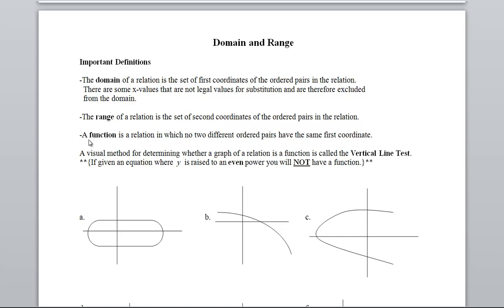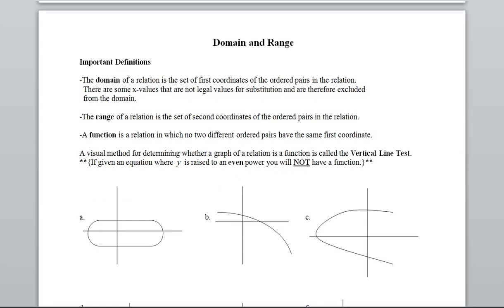A function is a relation in which no two different ordered pairs have the same first coordinate. So I've got two different points. I cannot have the same x value in the two different points. A visual method for determining whether a graph of a relation is a function is called the vertical line test. So if you're given an equation where y is raised to an even power, you will not have a function, and we'll look at that in just a second.